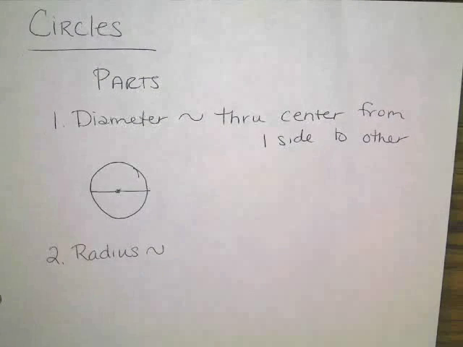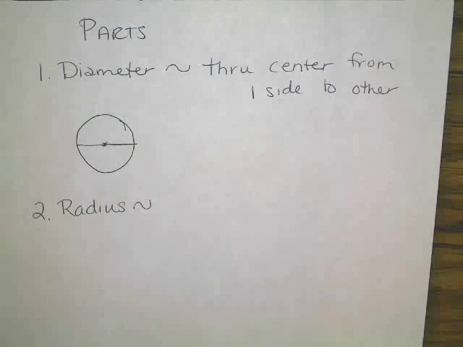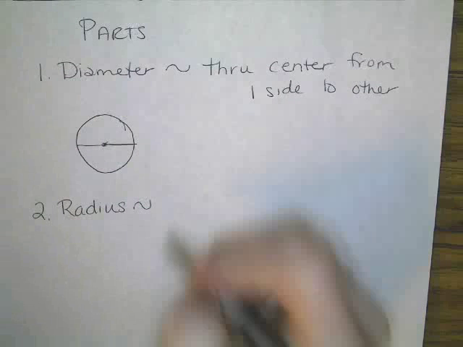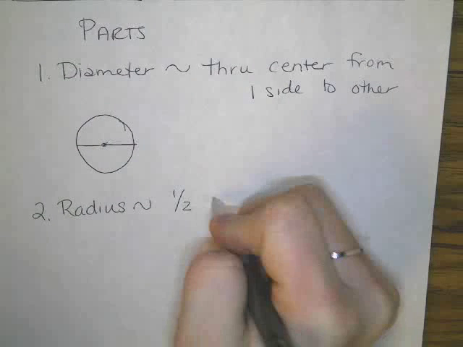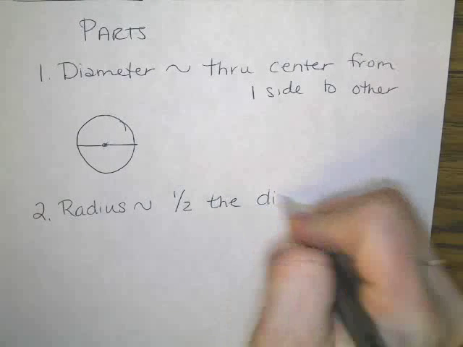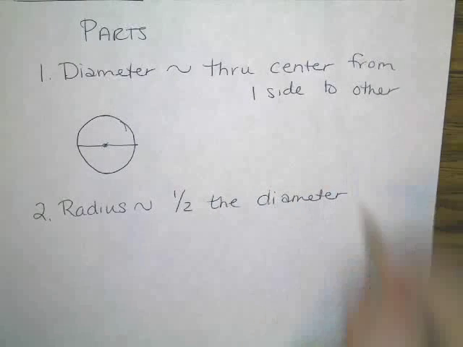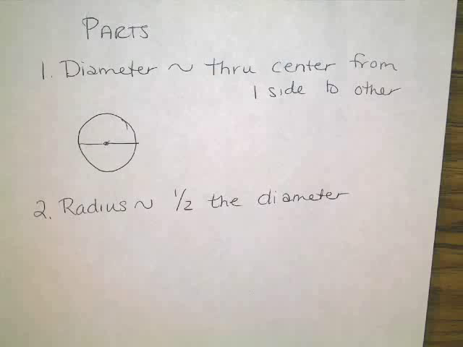Anybody? Or how about this? Half the diameter. Yeah? So if we know the diameter, we can figure out the radius. If we know the radius, we can figure out the diameter. Right? Everyone agree to that?